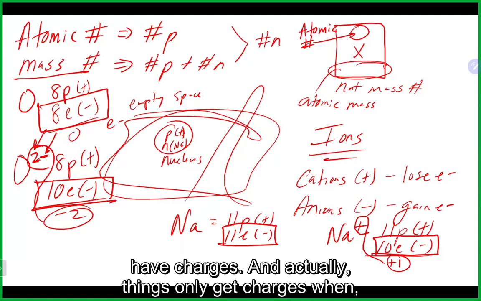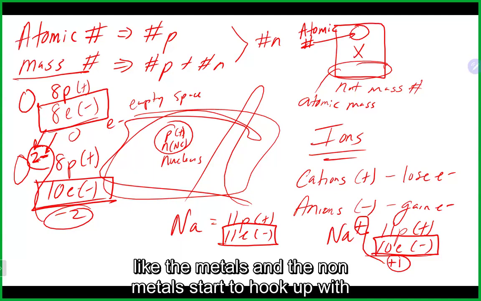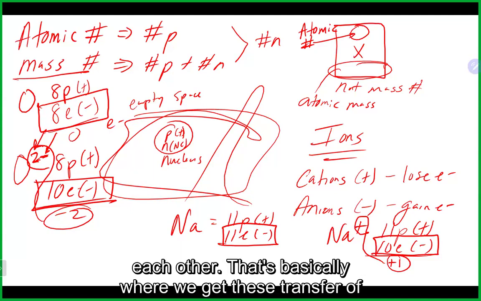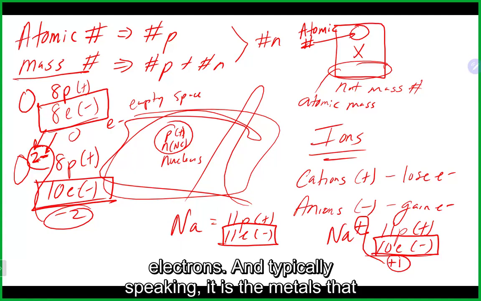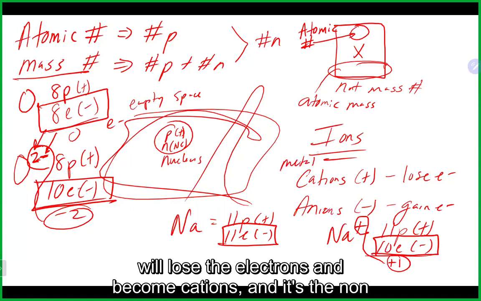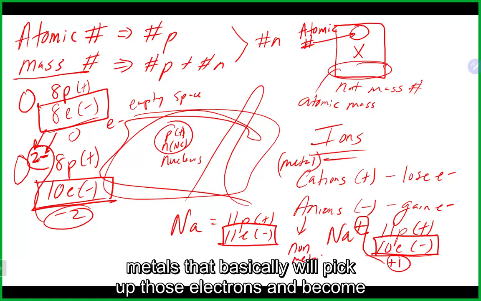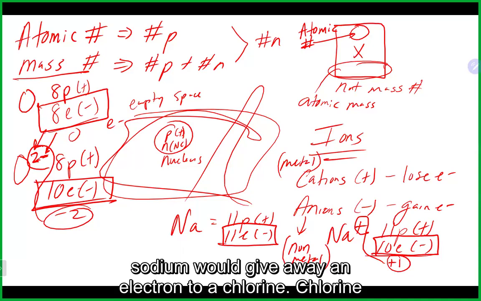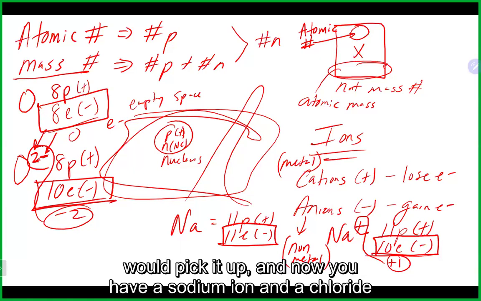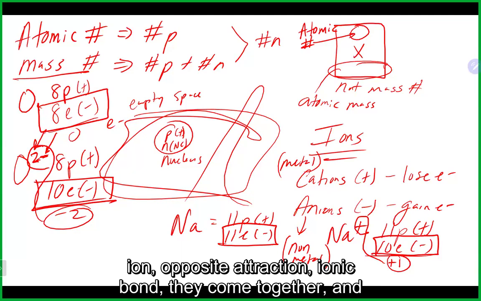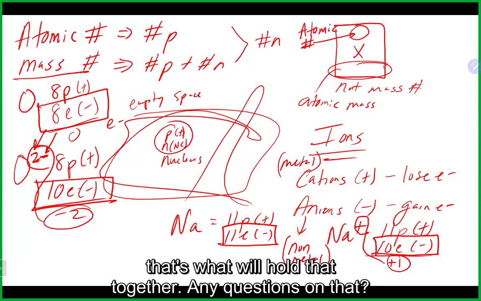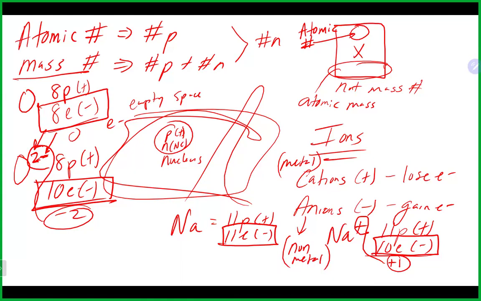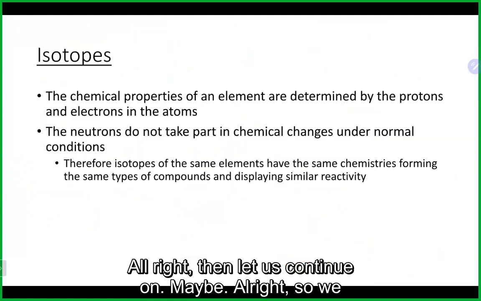And actually, things only get charges when the metals and the non-metals start to hook up with each other. That's basically where we get these transfers of electrons. And typically speaking, it is the metals that will lose the electrons and become cations, and it's the non-metals that will pick up those electrons and become anions. So for example, sodium would give away an electron to a chlorine. Chlorine would pick it up, and now you have a sodium ion and a chloride ion, opposite attraction, ionic bond. They come together, and that's what will hold that together. Any questions on that? All right, then let us continue on.